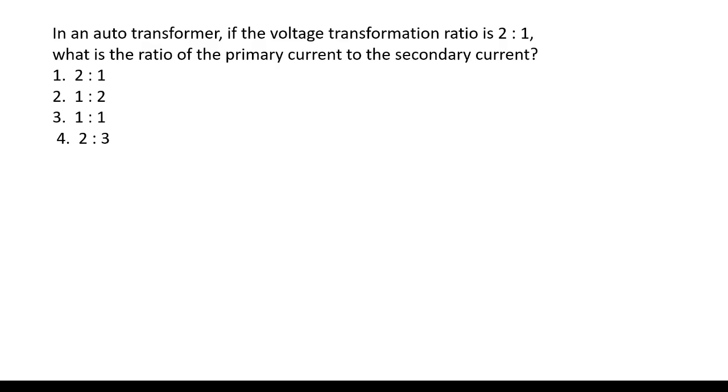In an auto transformer, if the voltage ratio is 2:1, what is the ratio of primary current to secondary current? In the transformer, simply power is equal to constant, that is voltage into current is constant. For the current ratio, that is inversely proportional to voltage. So the current ratio will become 1:2. Then only power is constant. A very easy question. So the answer is option 2.